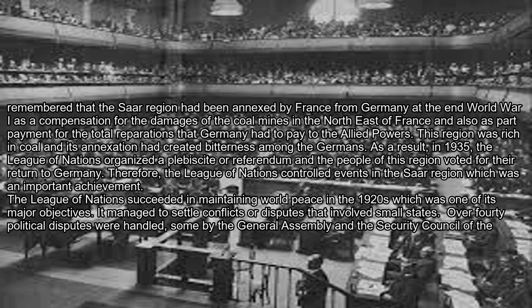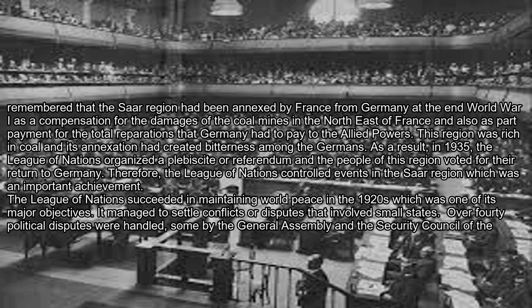Similarly, the League of Nations succeeded in administering the Saar region. It should be remembered that the Saar region had been annexed by France from Germany at the end of World War I as a compensation for the damages of the coal mines in the northeast of France and also as part payment for the total reparations that Germany had to pay to the Allied powers.